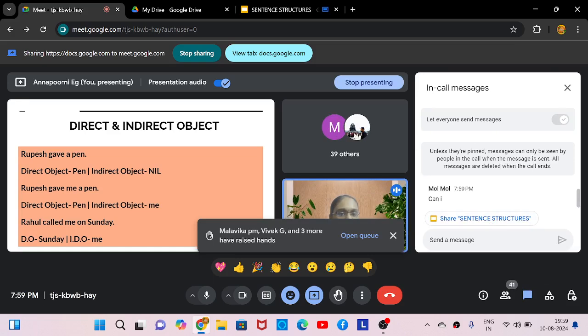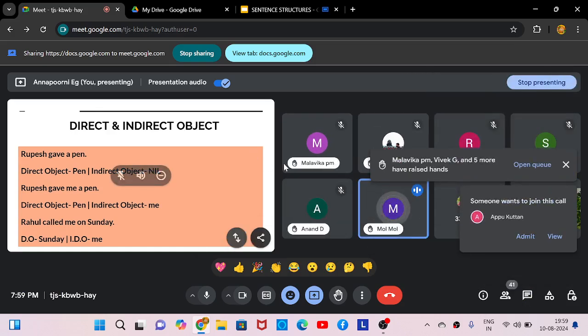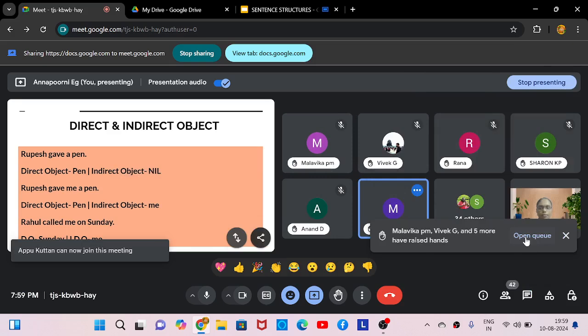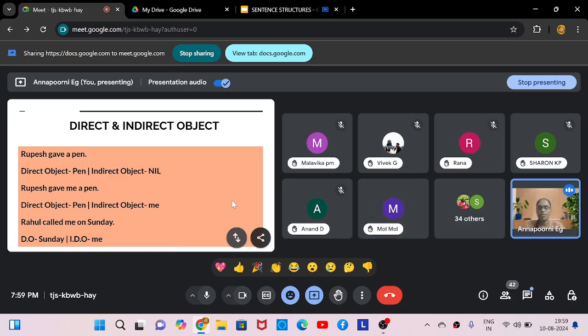Yes, you can read it. Rubesh gave me a pen. What are the direct and indirect objects? Direct object is pen. Indirect object is me. Very good. Okay. Yes, Malavika, you can read the next one.